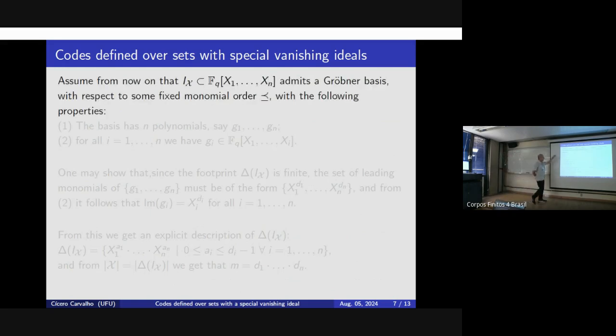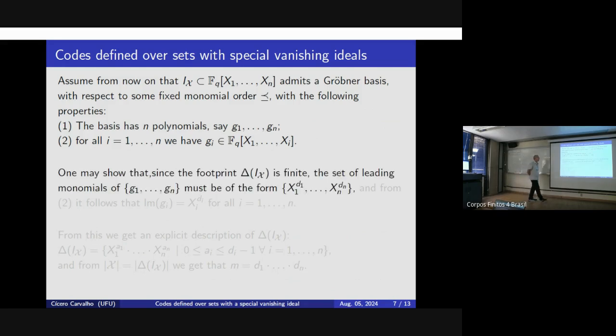So assume from now on that I(X) is not just any vanishing ideal, but has at least a Gröbner basis with respect to some monomial order with the following properties. The basis has exactly n monomials, where n, recall, is the number of points, namely g_1 to g_n, and for all i, we have that g_i is a polynomial in F_q[x_1, ..., x_i]. Okay?